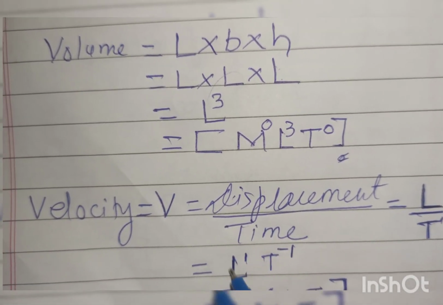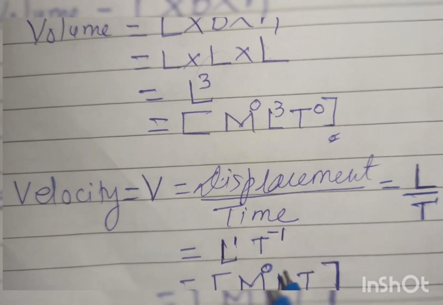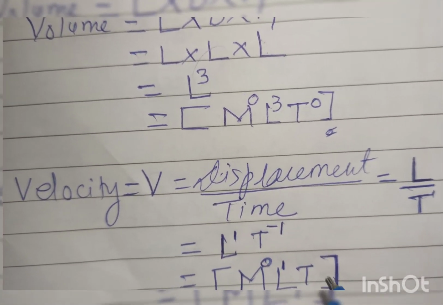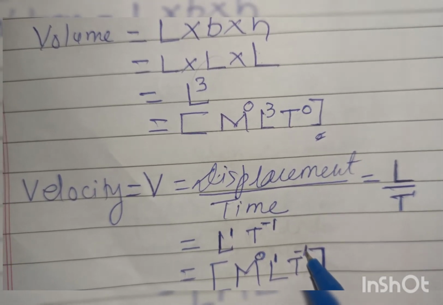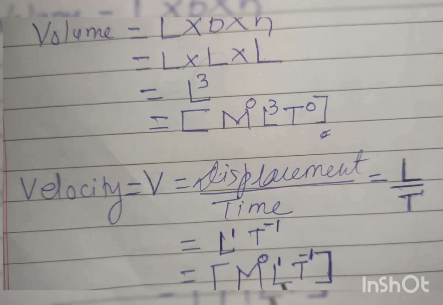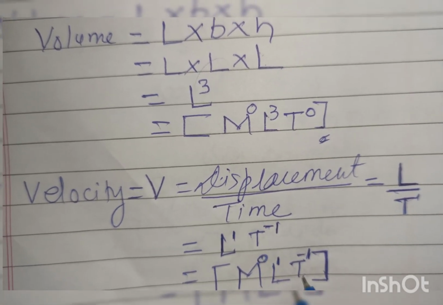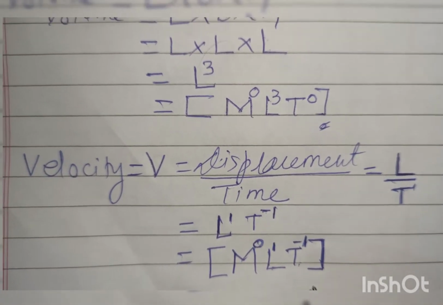Now let's find the mass component. There's no mass component, we write 0 here. Length is repeated once, we write L1, and time is the inverse of 1, that's minus 1, so we write minus 1. That is, length upon time, displacement upon time. That is how we get the dimension of velocity.